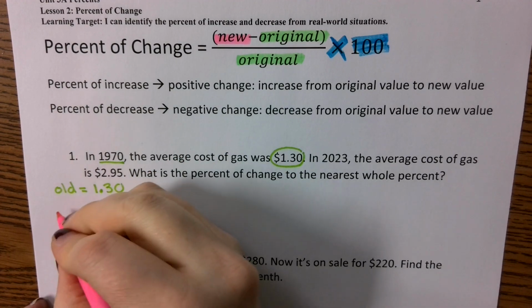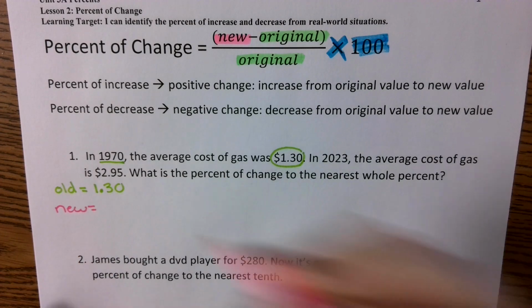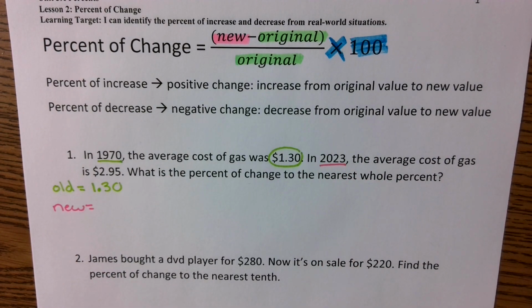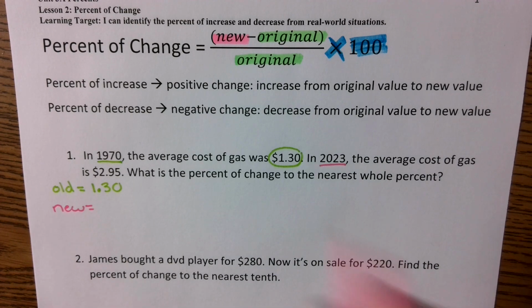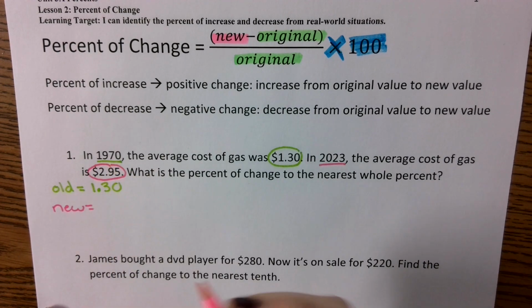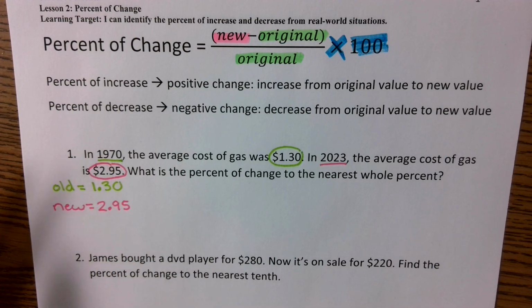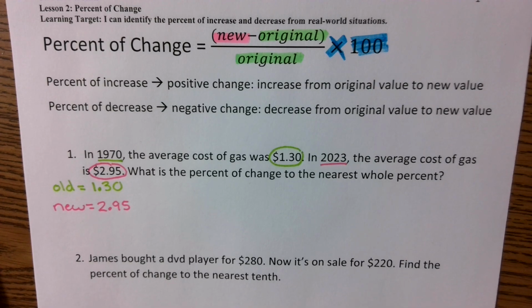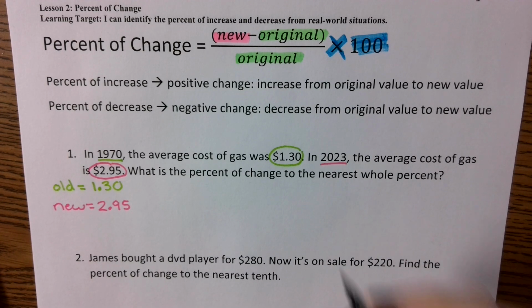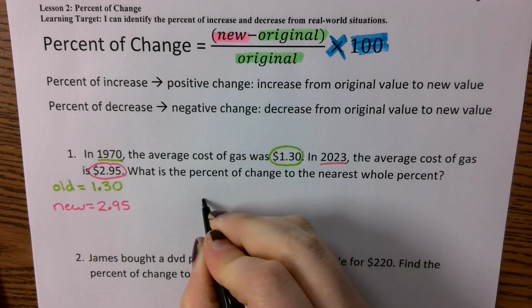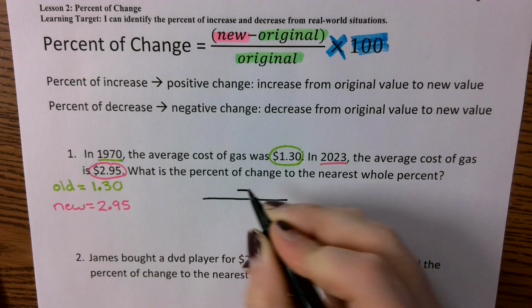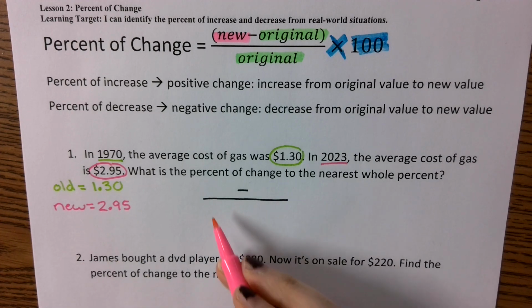Then we have our new value, which happened in 2023. It's not the newest, but it is a newer value, which was $2.95. So we're going to place $2.95 here. Then we just have to substitute it back into our actual problem, what we are physically going to be working through. So we're going to take our newest value. Grab my black pen. We're going to take our newest value. We're going to subtract it by our oldest value. Okay, so I'm just setting up my problem.